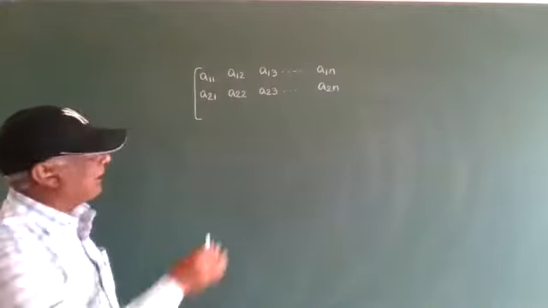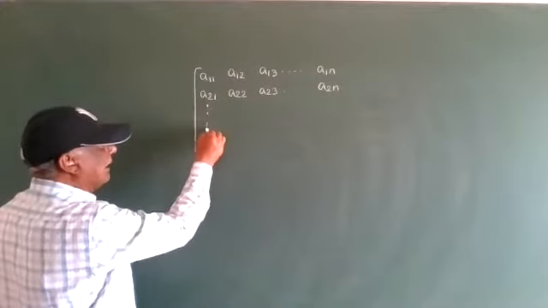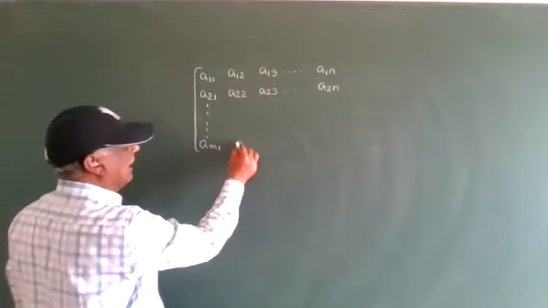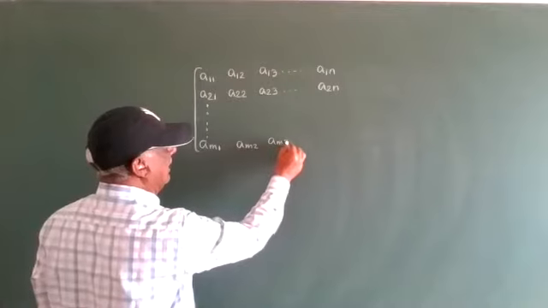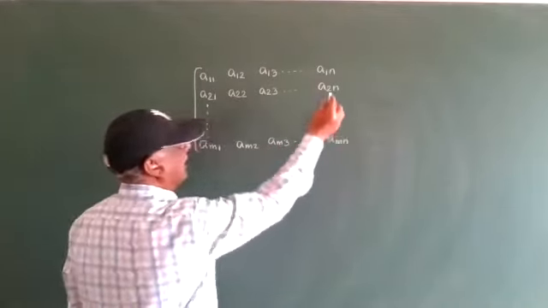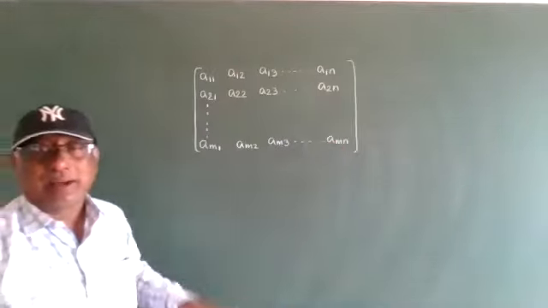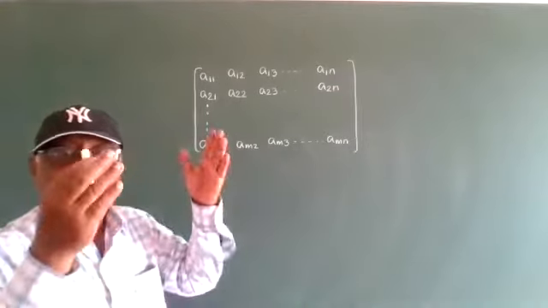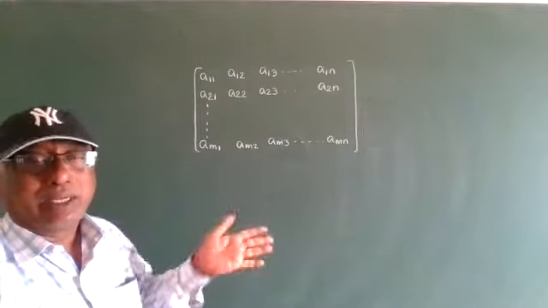So I am going to write these types of lines repeatedly. mth line, first element; mth line, second element; mth line, third element; dotted, mth line, nth element. So here, how many lines are there? How many horizontal lines? How many vertical lines?